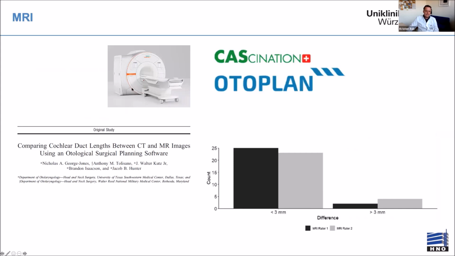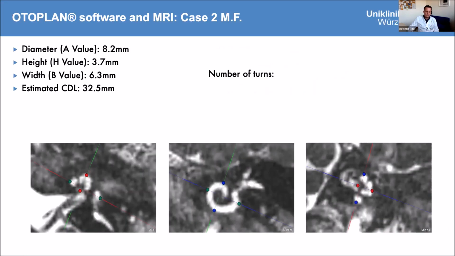So at the end, I would like to shortly talk about MRI and AutoPlan software. There's also one paper which has been recently published, and there they compared MSCT and MRI in this software, and they could show that there's really less difference in most of the investigated MRI scans compared to the MSCT. So that showed that the MRI can also be quite well used with the AutoPlan software.